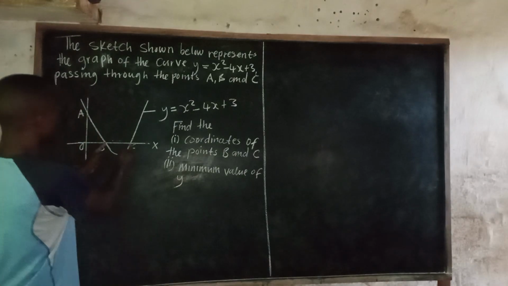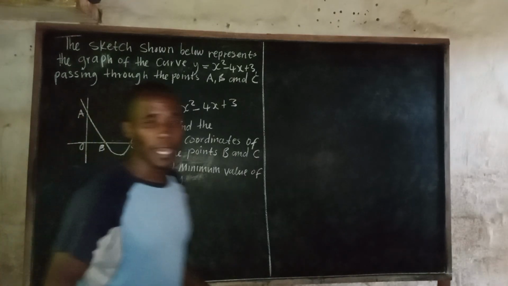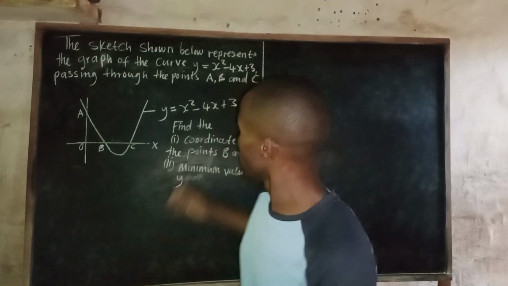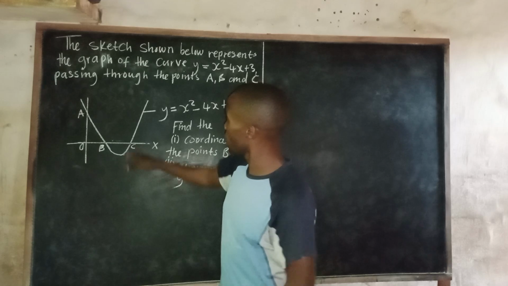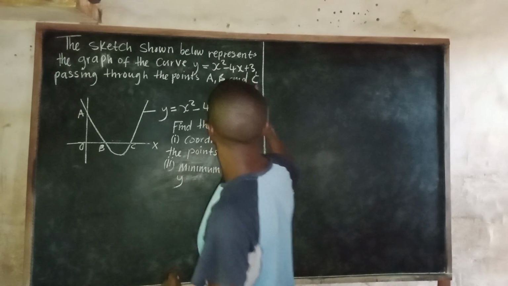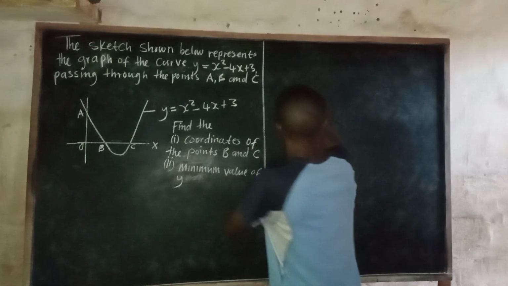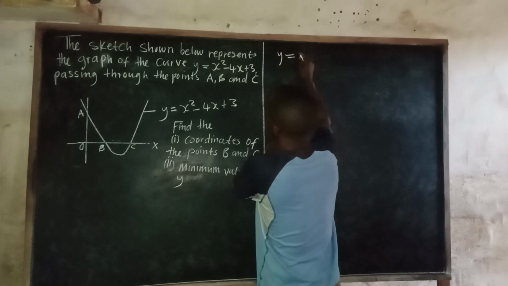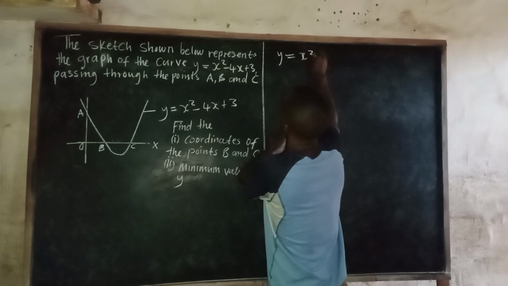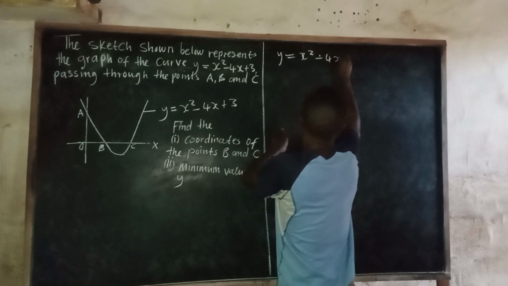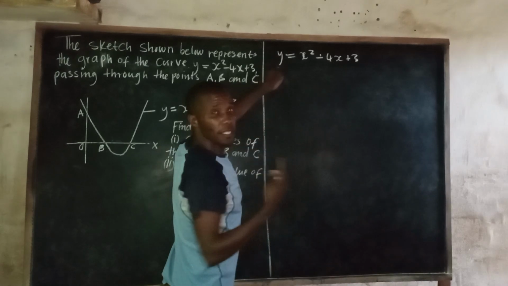First of all, we are going to find the value of this point and this one. How are we going to find that one? If you can see, this is the x-intercept. So for us to find the x-intercept, we need to make y equal to 0. So we are saying y equals x squared minus 4x plus 3. This time around, this y is going to be 0.